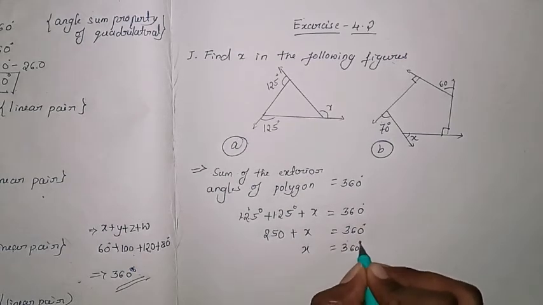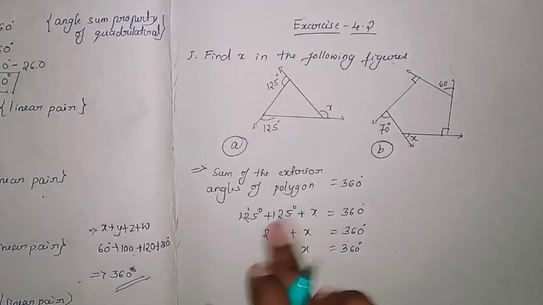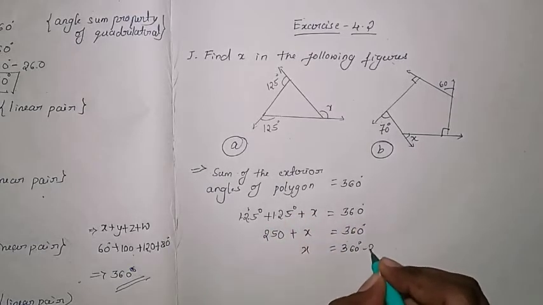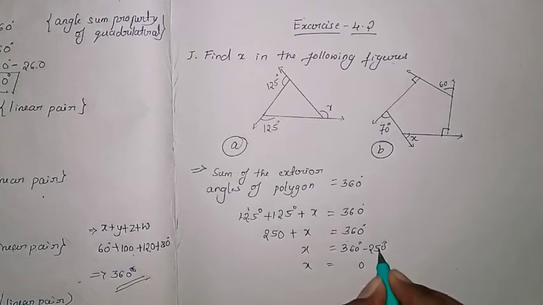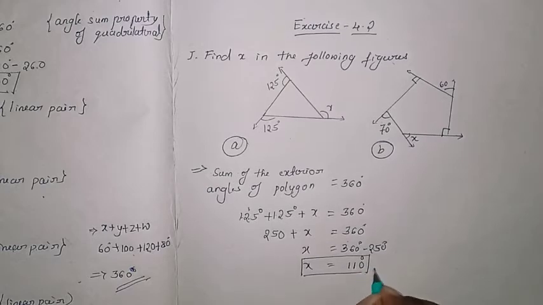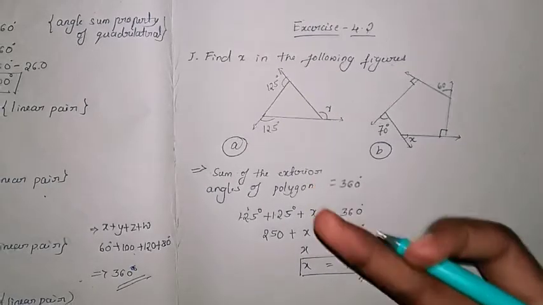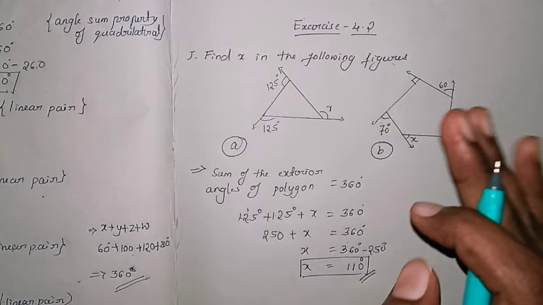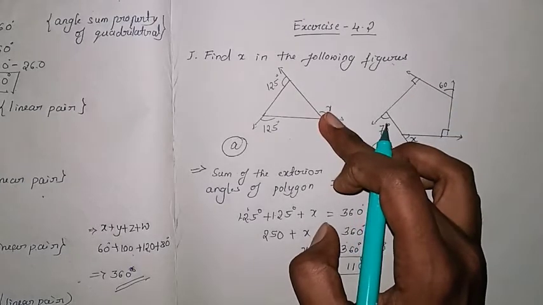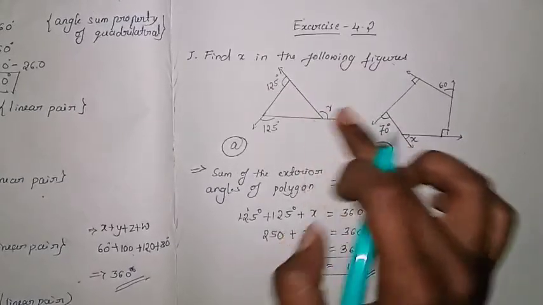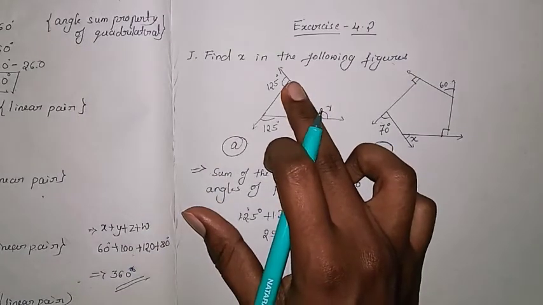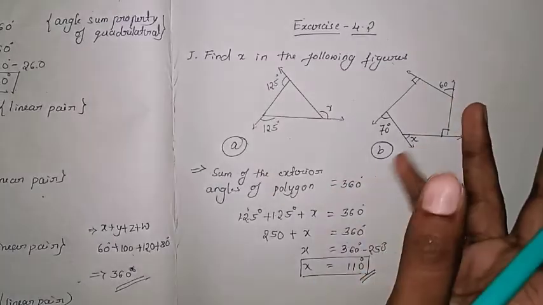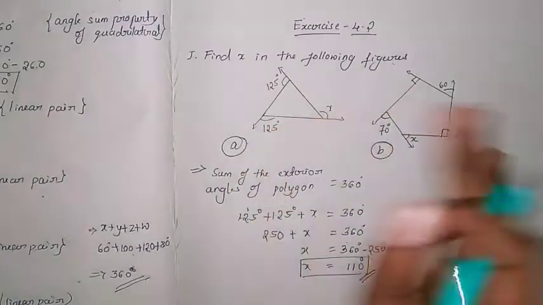So 360 degrees minus 250, because if a positive term comes to the right-hand side it becomes minus. 0 minus 0, 6 minus 5 is 1, 3 minus 2 is 1. So x is equal to 110. Even if the question asks to find the interior angles, you have the x value now, so you can apply the linear pair equation to find this angle, and again apply linear pair to find the next one. They can mix the questions also.